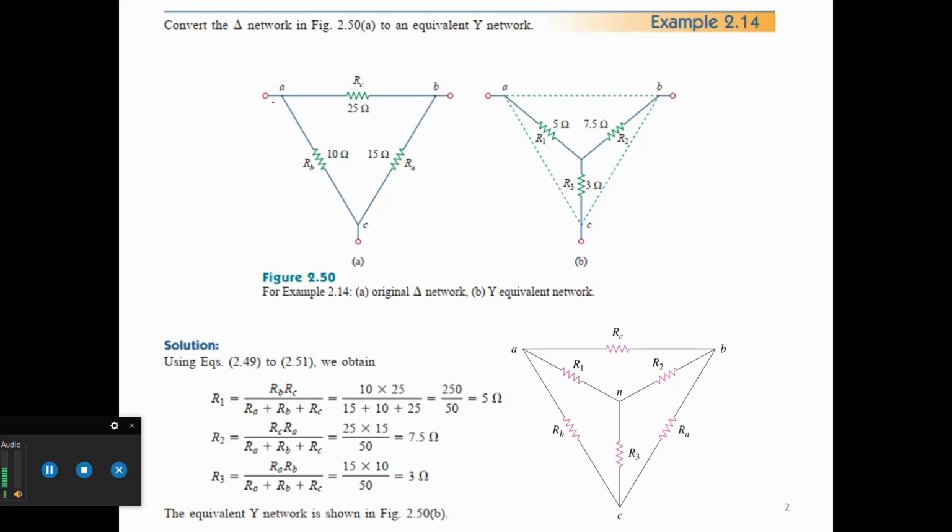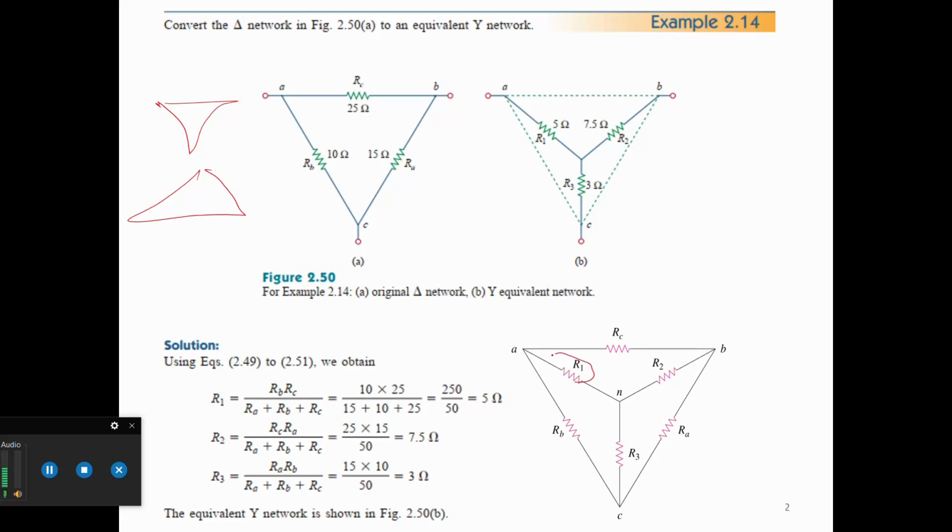So the question here is to convert this delta network to a star network. This mapping diagram should be recalled and remembered. Given that we have a delta network and we want to convert it into a Y network, the outer circle is the delta network and the inner is the Y network, which some also call a star network.